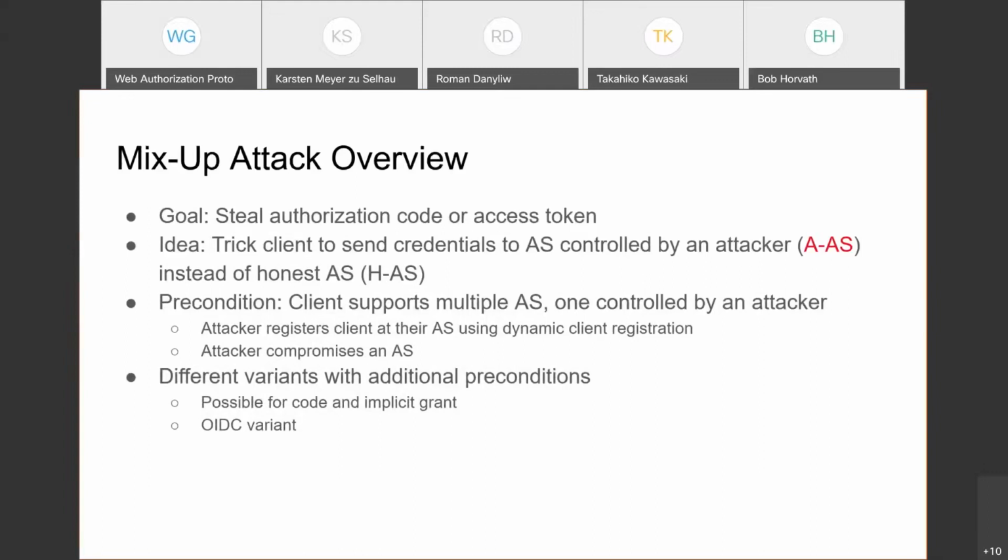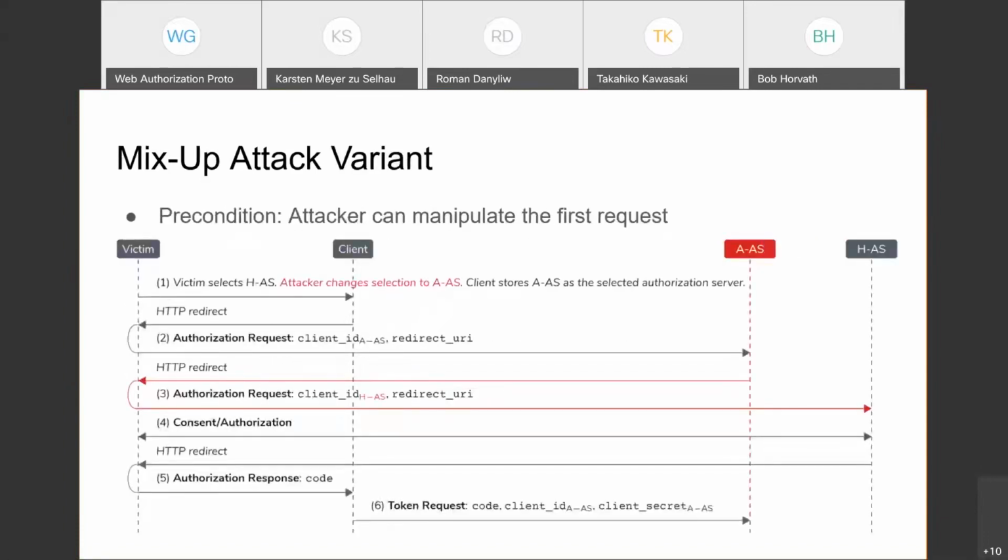This might sound like a pretty strong precondition, but keep in mind an attacker could, for example, compromise an authorization server that is already registered at the client, or could use dynamic client registration to register a new authorization server to the client. As I said, mix-up attacks are an attack class, actually, so there are different variants using different additional preconditions. There are variants for the code flow, for the implicit flow, and there are also variants for OpenID Connect. And in the following, I will briefly introduce one specific variant.